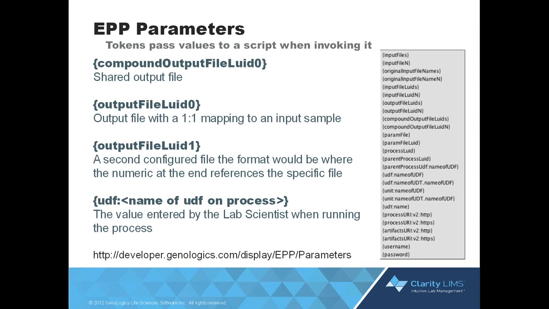If you have an output file that is not shared, so it has a one-to-one mapping with an input sample, then that one isn't a compound output, it's just a regular output file LUID. And once again you will need to specify an index here which is 0 based. We can also pass, and you'll see an example of this in the exercises, values of user-defined fields. So custom fields that you've added to a process, they can also be passed to the script. That's quite useful. So what are the exercises?